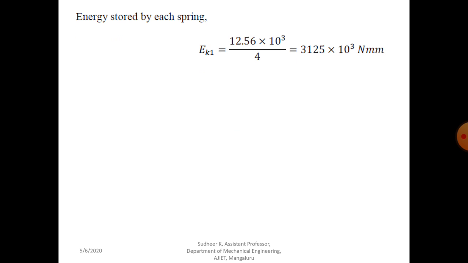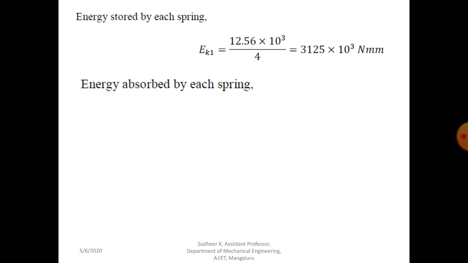Now energy is stored by each spring, and because there are 4 springs, you have to consider it for a single spring. Whatever the design, you have to do it for only one spring. So the kinetic energy for one spring is divided by 4. 12.56 into 10 to the power 3 divided by 4 gives 3125 into 10 to the power 3 Newton millimeter.